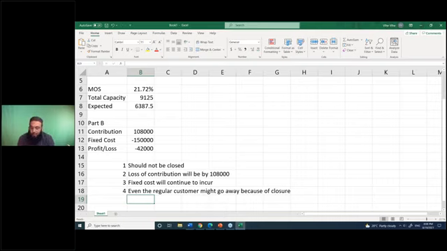Okay, so it's not feasible to close because fixed costs will continue to arise. It's not a directly attributable fixed cost that you will save on. The fixed cost will be incurred irrespective of whether you continue or not. So it's not wise to close it. Okay, great. This is what you have to write in the form of a paragraph on a word processing sheet.